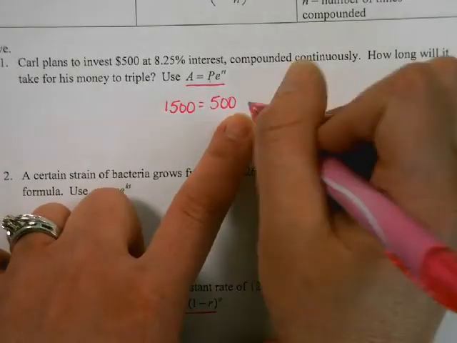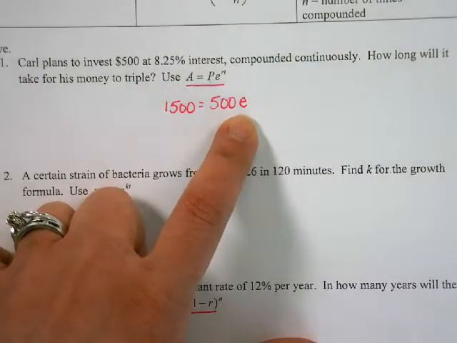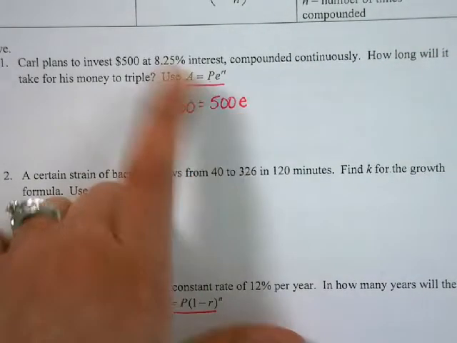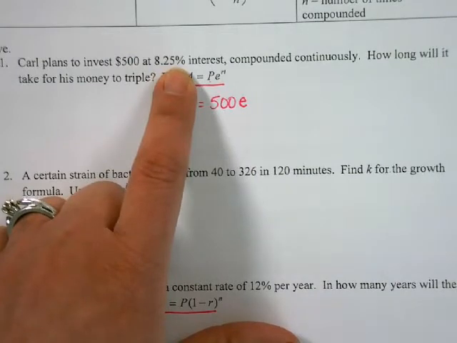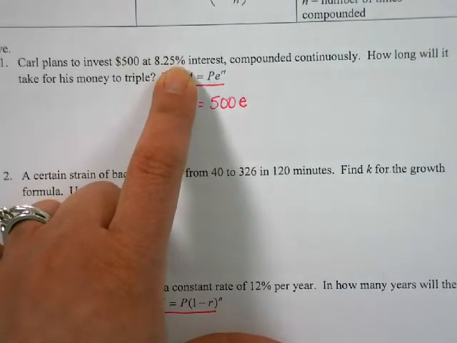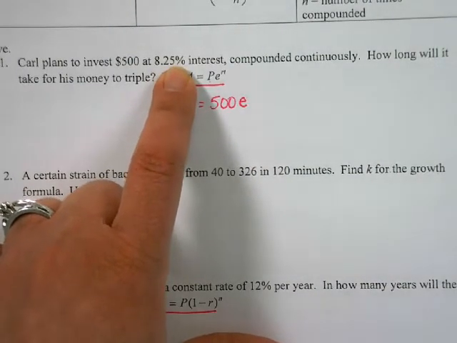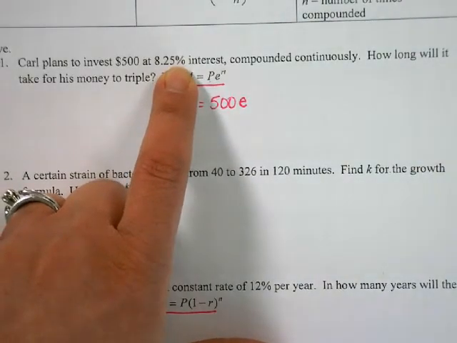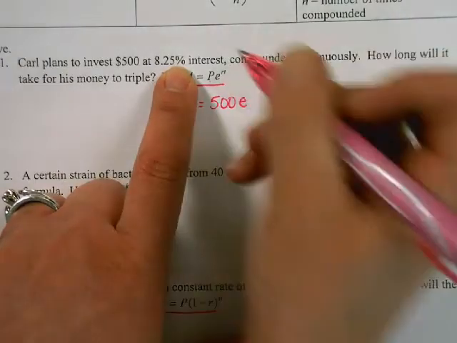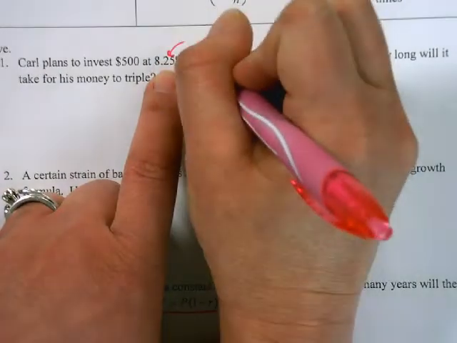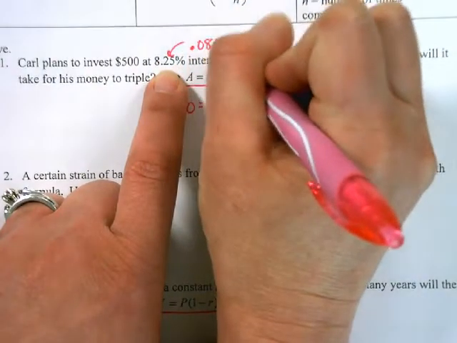Okay, E, we don't change E. My rate. This guy's as a percent, and remember I told you it had to be as a decimal. So how do I convert? Move it to the left twice, right? So this guy is 0.0825.